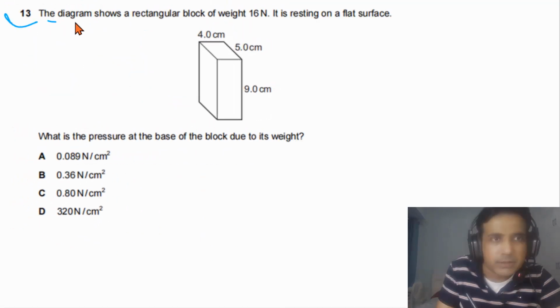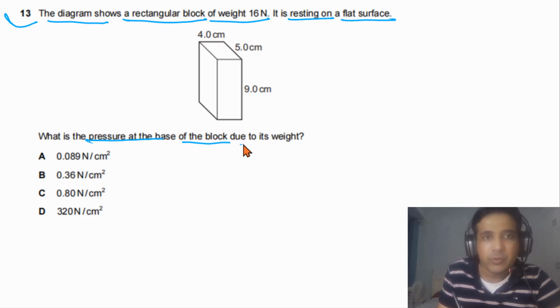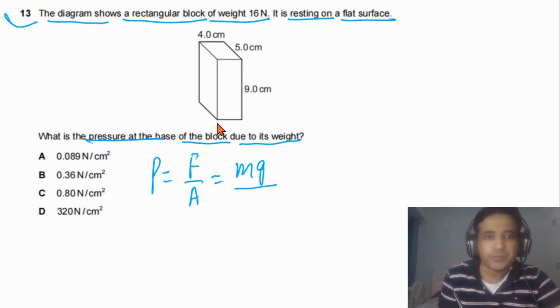Question 13 says the diagram shows a rectangular block of weight 16 newtons. It is resting on a flat surface. What is the pressure at the base of the block due to its weight? So we need to calculate P. P simply is equal to F over A, and F in this case is equal to mg, which is the weight of the block, and the area in contact with the table. So this is the area in contact with the table, so we have to divide by this area.